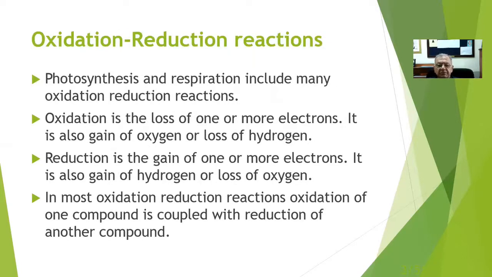Okay, two more terms: oxidation and reduction reactions. Here we say that oxidation is the gain of oxygen, loss of hydrogen, and loss of electrons. Three things happen in oxidation. It is the gain of oxygen, loss of hydrogen, and loss of electrons, and also loss of energy. This is what you will remember about oxidation. Reduction, on the other hand, is the gain of hydrogen, loss of oxygen, gain of electrons, and gain of energy.